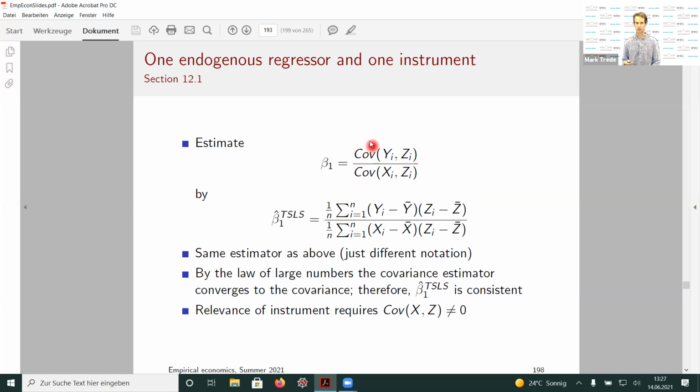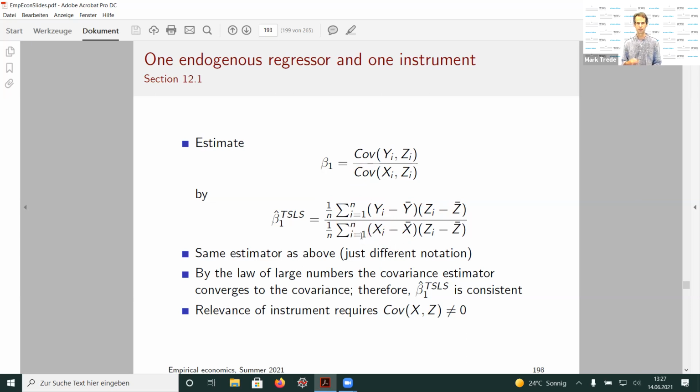Well, that's pretty obvious now, because the covariance, remember that from descriptive statistics, can be estimated by the empirical covariance. So that's just the standard formula for the descriptive covariance between two sets of variables, y and z. This is just the covariance formula that you have learned in statistics 1. And the same for the denominator, but we substitute x for y here.